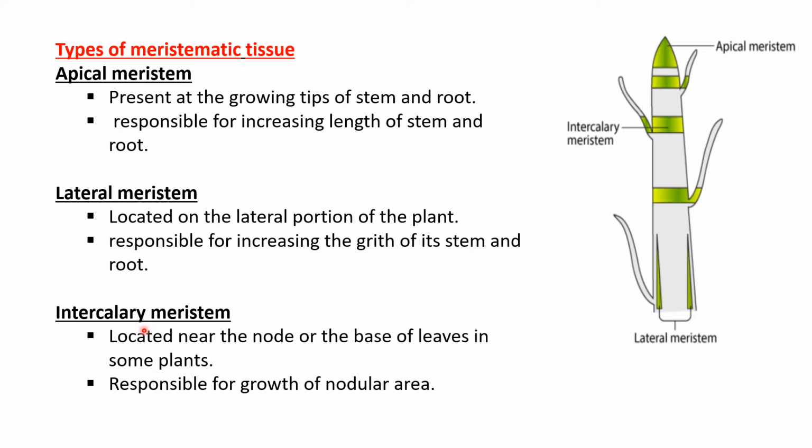Next, intercalary meristem. Located near the node or the base of the leaves in some plants. Here you see that middle portion, that is called the nodal portion. Here the meristematic tissues are called intercalary meristem. So intercalary meristematic tissue is responsible for growth of the nodal area. That particular area's growth depends on intercalary meristematic tissue.